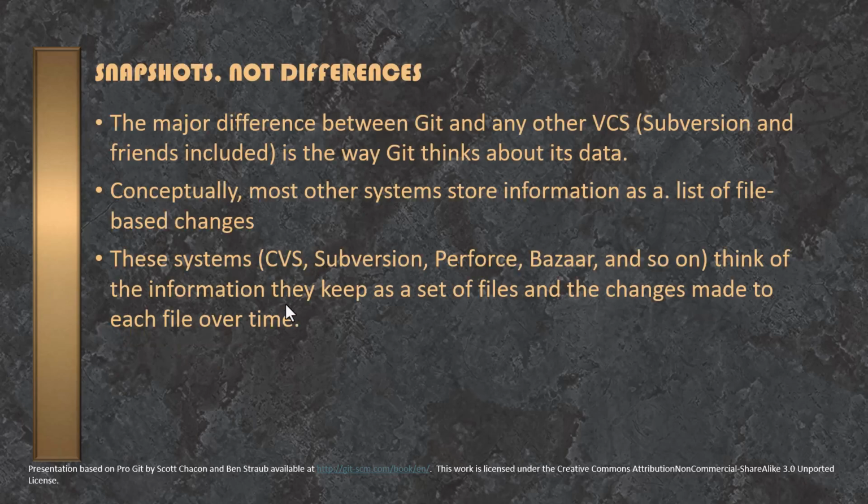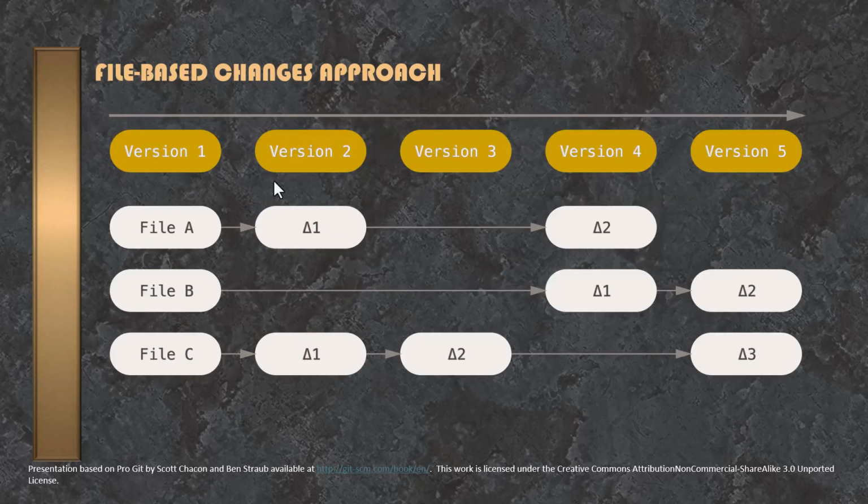So the basics of Git. What you have with Git are snapshots, not differences. Most other systems store information as a list of file-based changes. And so they keep a set of files, and changes are made to each file over time. And so it might look like this.